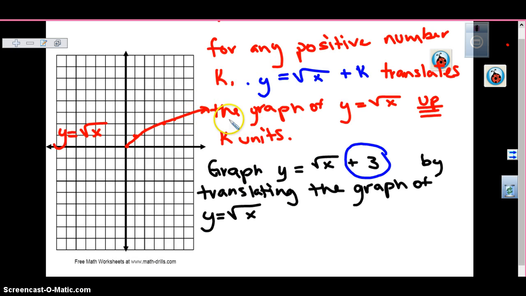For any positive number k, y equals the square root of x plus k translates the graph of y equals the square root of x up k units. So we have to graph y equals the square root of x plus 3 by translating the graph of y equals the square root of x. That means we're going to draw the same curve, but starting at y equals 3. The same curve translated 3 units up.